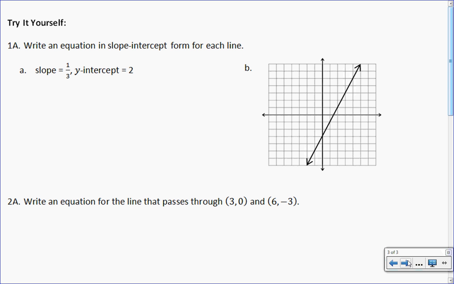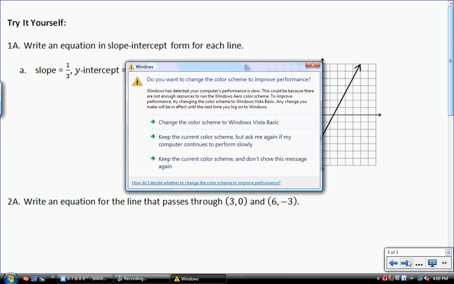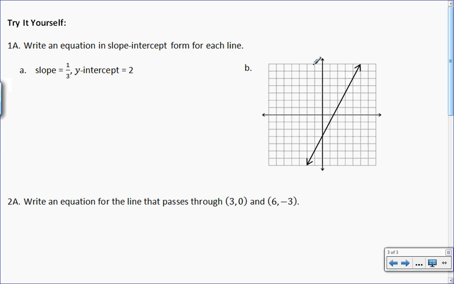Pause the video, work through those 3 try-it-yourself problems. Take as long as you need to make sure that what you're doing makes sense to you. Pause the video, work through those. When you're ready to check your answers for 1, 2, and 3 in the try-it-yourself, go ahead and hit play, and the video will continue.